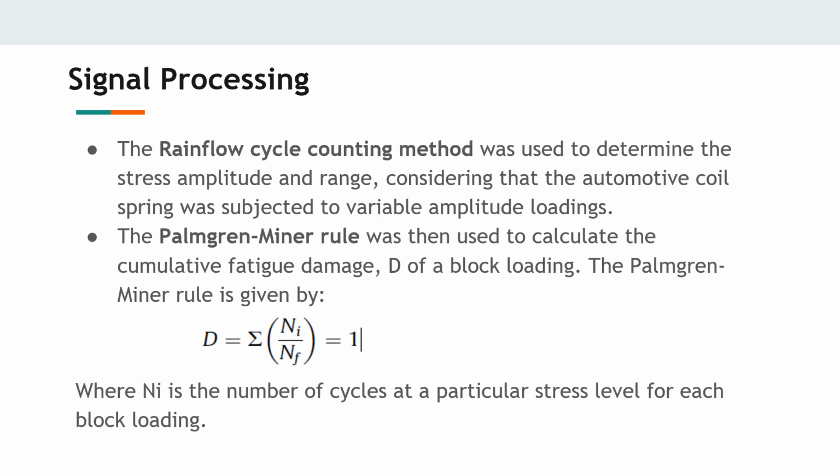The rainflow counting method was used for determining the equivalent amplitude and range of the stress as the component was subjected to cyclic loads of variable amplitudes. Rainflow counting is a method to determine the number of fatigue cycles present in a load time history. A fatigue cycle is the loading and unloading of a part. Further, the Palmgren-Miner rule was then used to calculate the cumulative fatigue damage given by D.